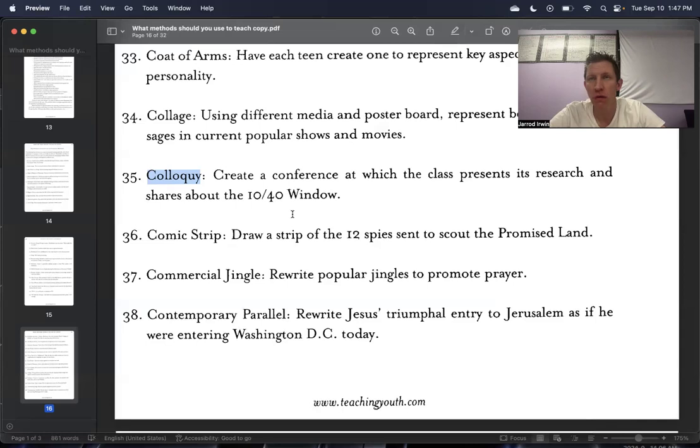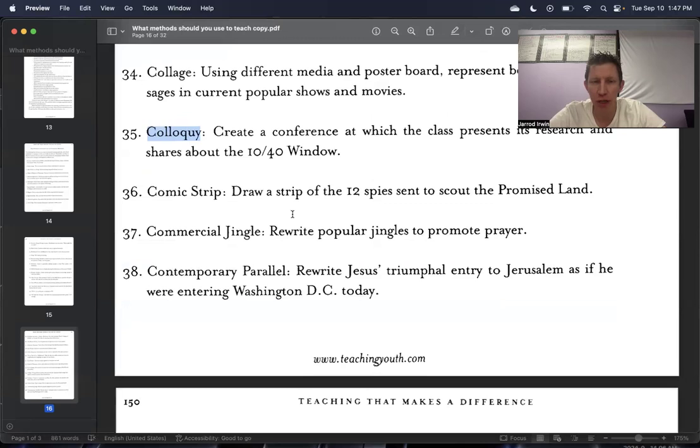Colloquially, per Oxford Languages: in the language of ordinary, familiar conversation, informally. For example, the storms hit several states along the border, colloquially referred to as Tornado Alley. So that is what it means. Oh, okay, so I guess the 1040 window is a colloquy. All right, I'm ready to move on.